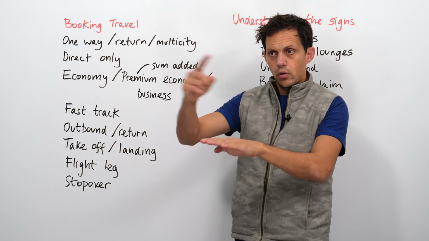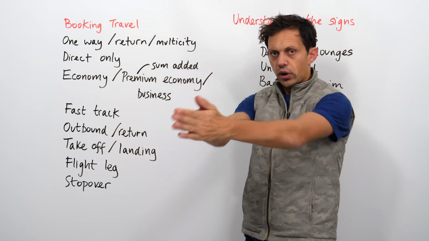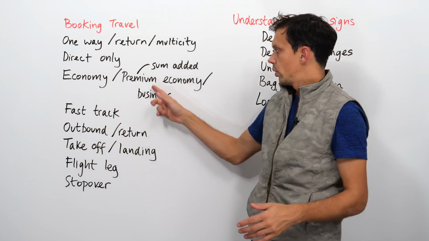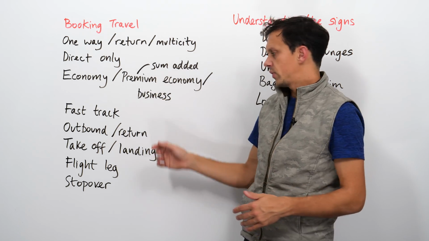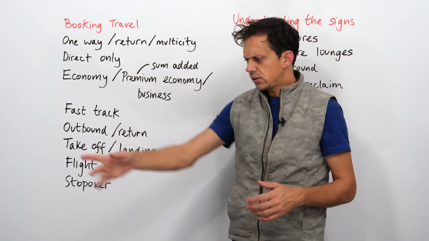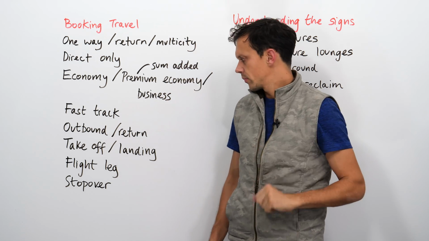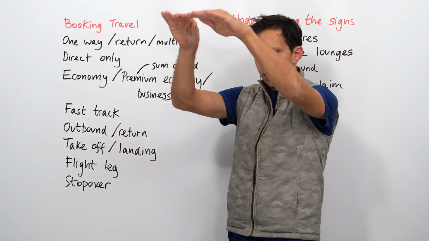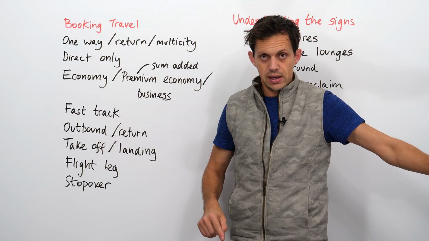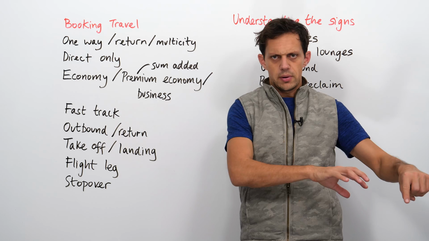One way. Return. Multi-city. Direct only, no stops. Economy, normal. Premium economy, bit bigger. Business class, fast track, outbound, whoop. Return, whoop. Takeoff, landing, flight leg. Here to there, stopover. Here to there, I'm just going to stop here for a moment.